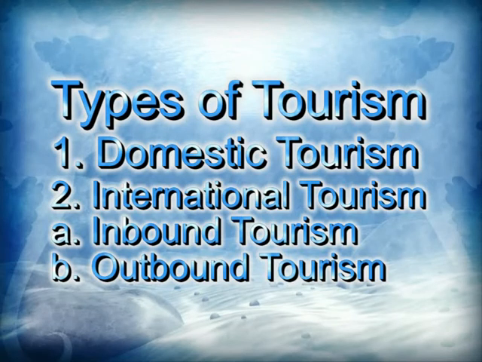Inbound tourism. Tourists leaving their country of origin to travel to another country is known as inbound tourism. For example, when Nepali tourists arrive in Australia, they are inbound tourists for Australia, but for Nepal they are outbound tourists. The second one is outbound tourism. The tourism entering a country from their country of origin. Example, when Australian tourists arrive in Nepal, they are the outbound tourists for Australia.